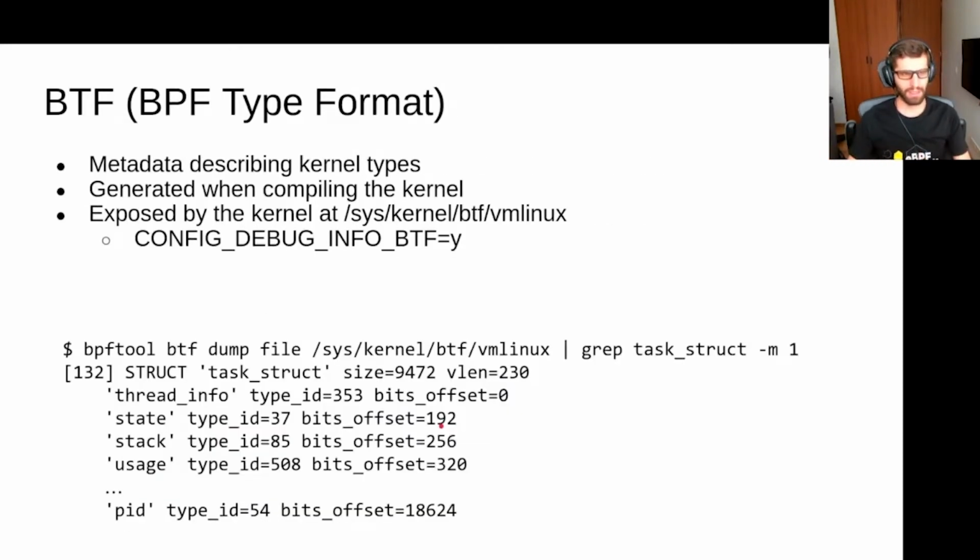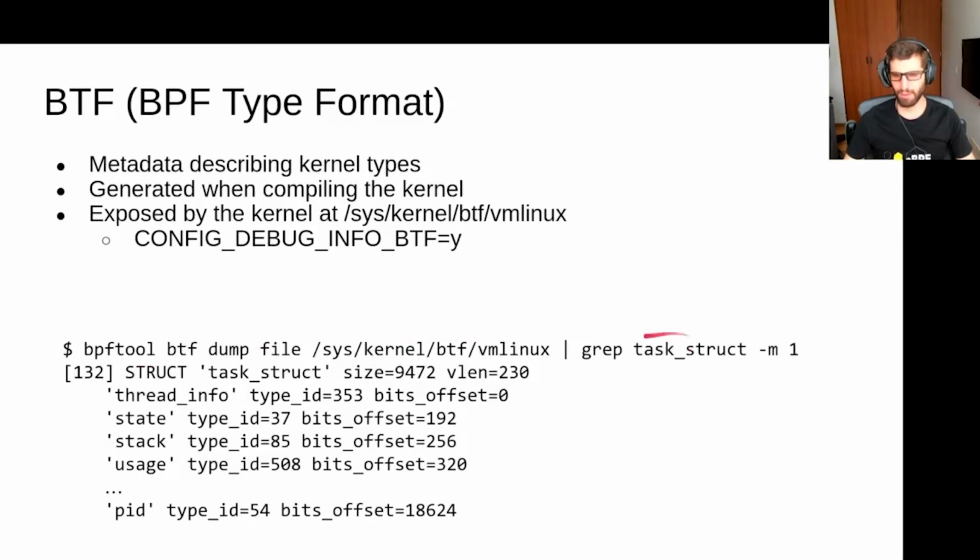All of this is based on something that is called BTF. This stands for BPF Type Format, and this is metadata that describes the different kernel types. This is information that is generated when we compile the kernel, and this is exposed to the loader library and in general to the users by using this file. It is important to notice here that this is only available when the kernel was compiled by using this configuration flag.